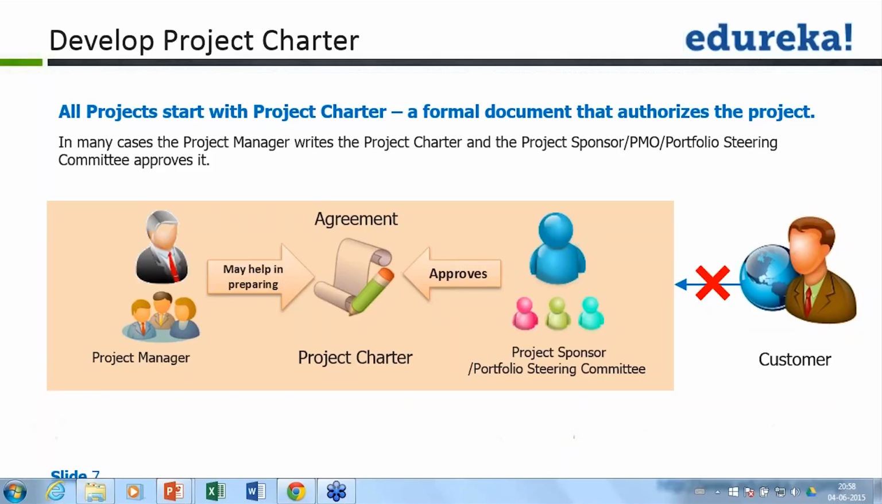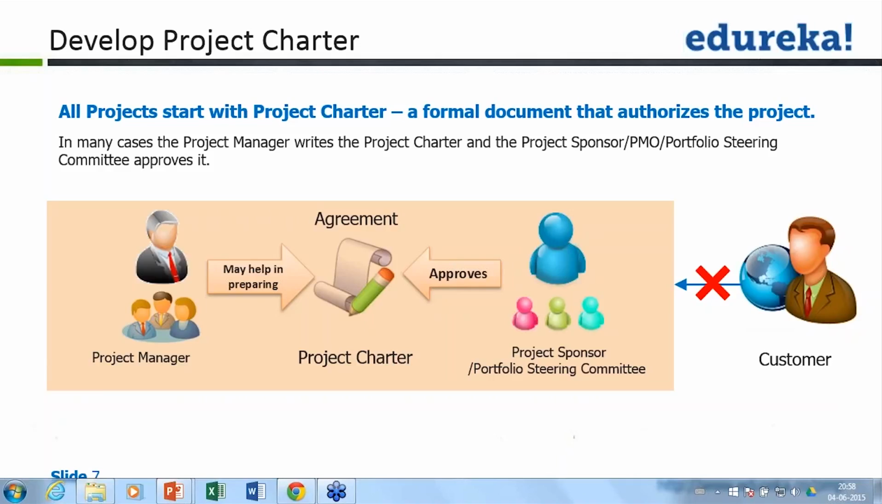In case of an internal project, the situation may be different. Okay, but I am talking about the external customer. I am talking about the scenario where you are doing it for an external customer. I hope I was able to make it clear here.